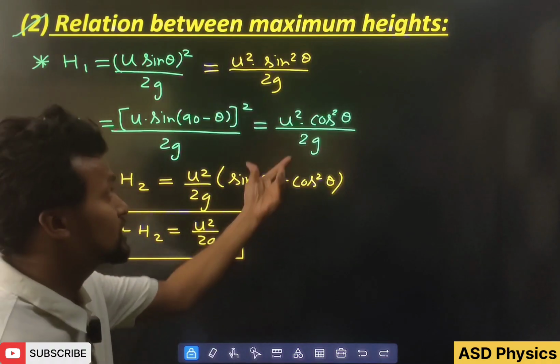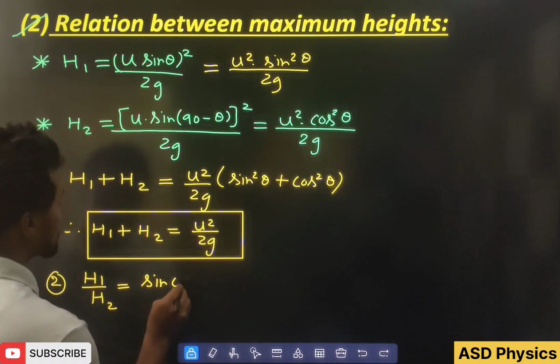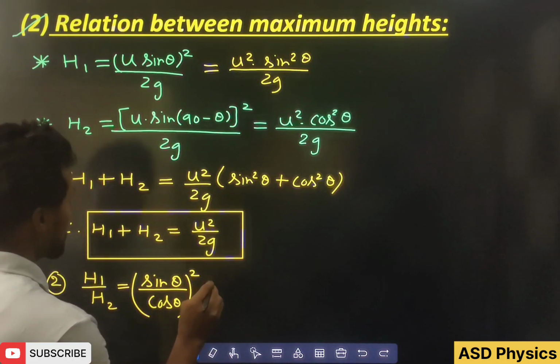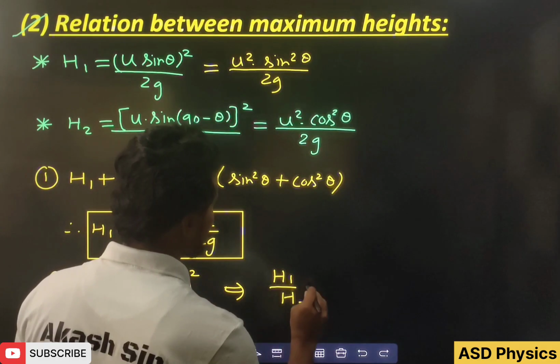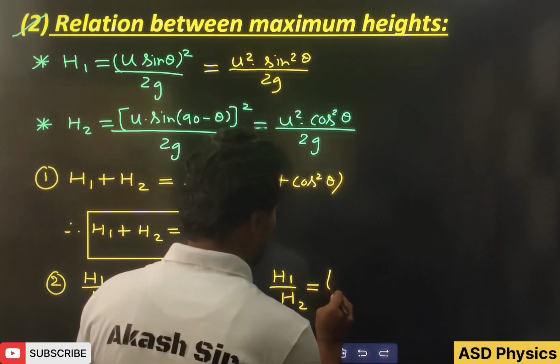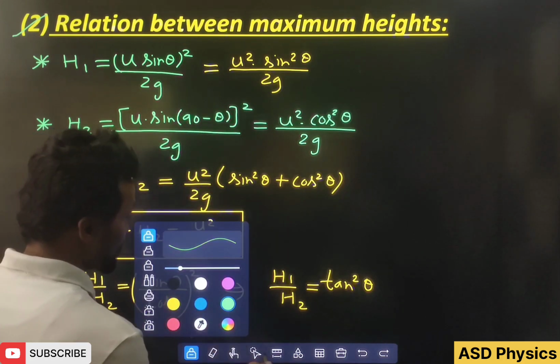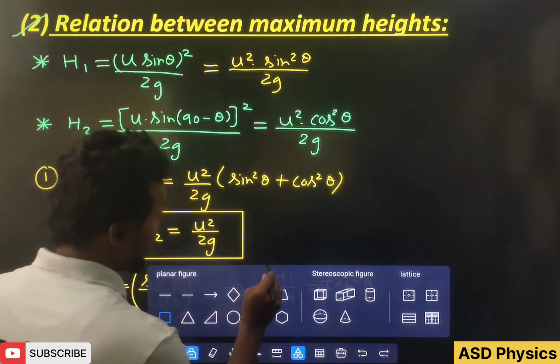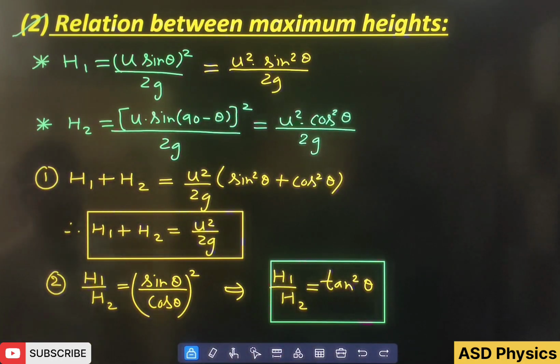Again, u square by 2g and this u square by 2g will cancel out. So I can write sine theta by cos theta whole square. Okay. So from here, this h1 by h2 will become what? Because sometimes they will ask directly in the exam. So tan square theta. Okay, so this is my second identity, the second important formula. Kindly see it very well.